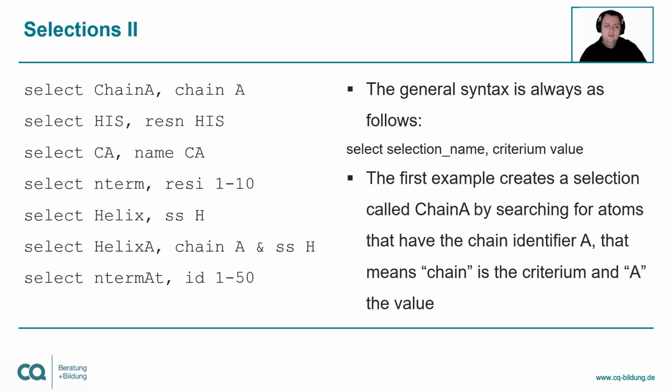So in the very first example, select chainA, comma, space, chain, space, A. chainA, written together, is the name of the object that will be created. chain, in all lowercase, is the criterion, and A is the corresponding value. So here all atoms that are part of this macromolecule with the chain identifier A will be selected. Users can combine different criteria using logical operators, for example, and, or.